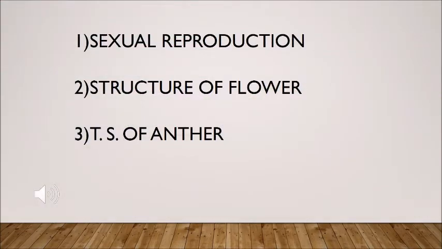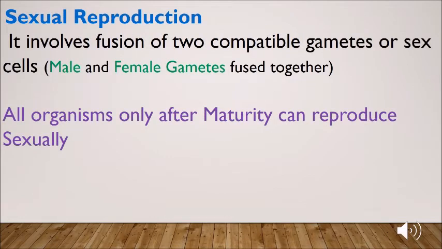In this lecture, we will be dealing with the sexual mode of reproduction in plants, the structure of a flower, and the TS of anther. Sexual reproduction involves fusion of two compatible gametes or sex cells, like male and female gametes fused together. Hence, it is known as the sexual mode of reproduction.